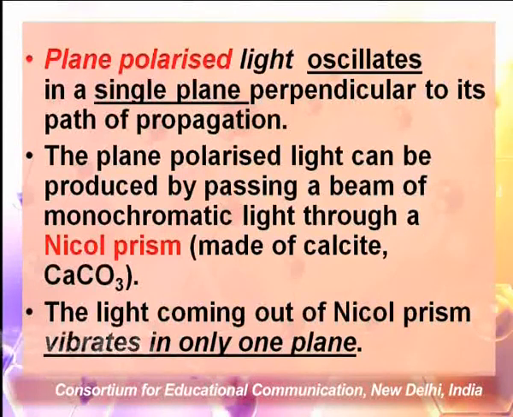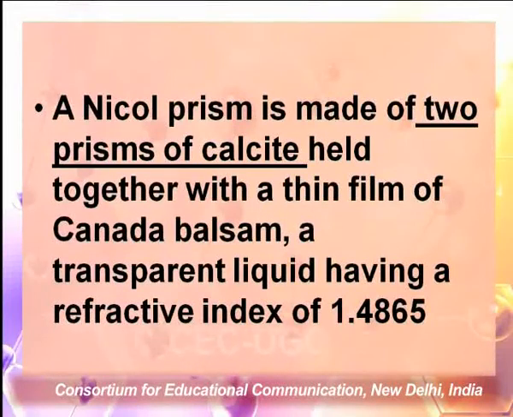And how do we get this plane polarized light? When we pass an ordinary light, that is monochromatic light, through a polarizer, which we can here use as a Nicol prism, which is made of calcium carbonate, that is calcite, then this polarizer will convert normal light into a plane polarized light. The light which comes out of the Nicol prism is the one in which the light is vibrating only in one plane, and this is known as plane polarized light.